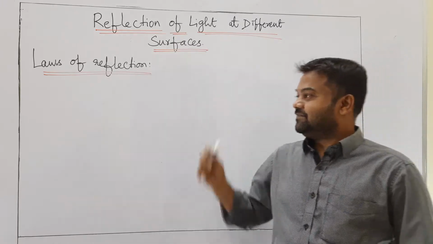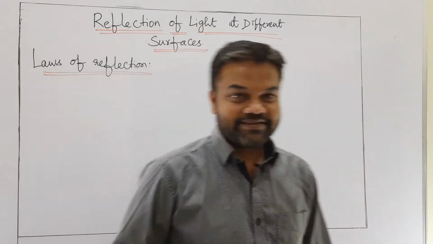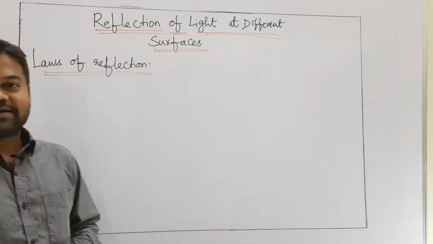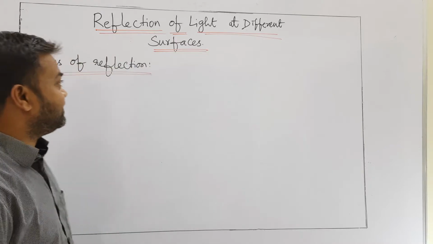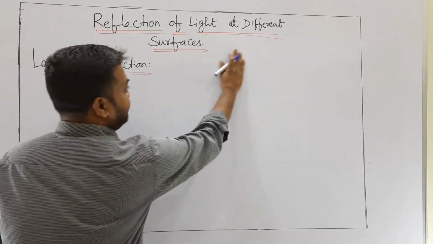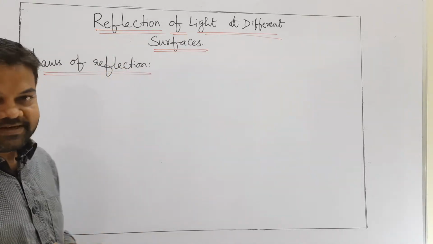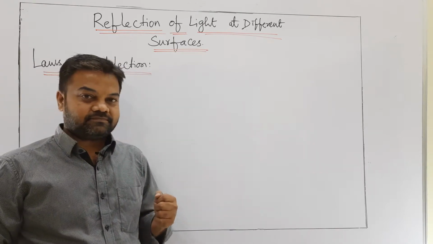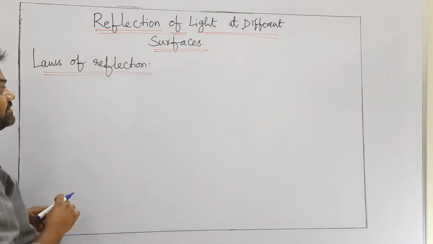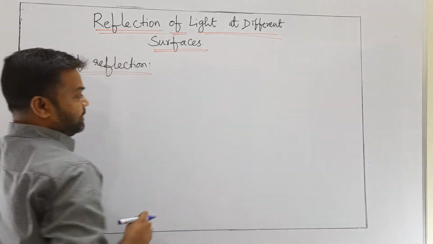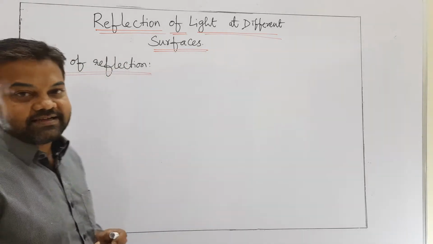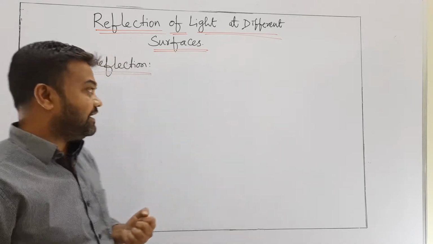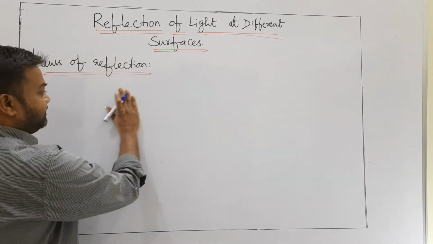Okay, we will start another topic here, that is reflection of light at different surfaces. In this, we already discussed what a reflection is. It was mentioned in previous lectures: the bouncing back of light. The bouncing back of a light ray is what we call reflection.